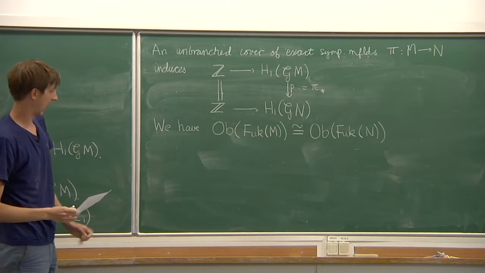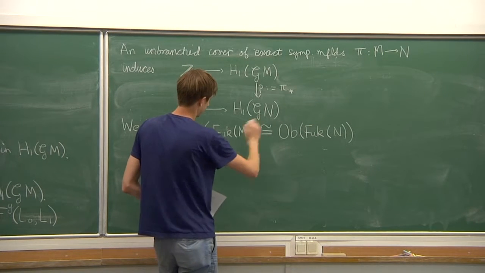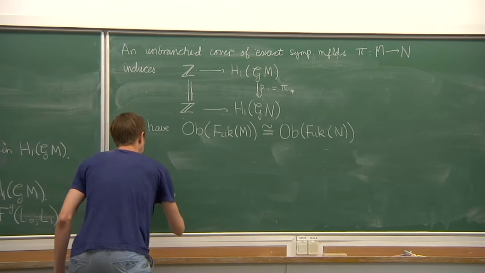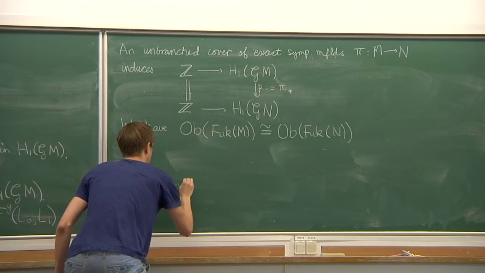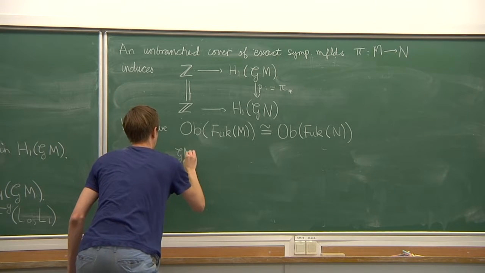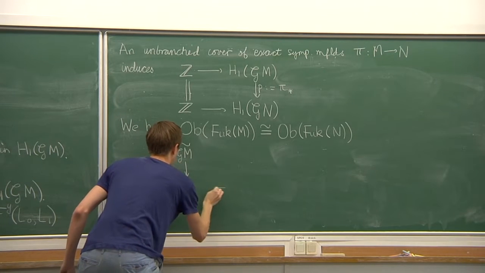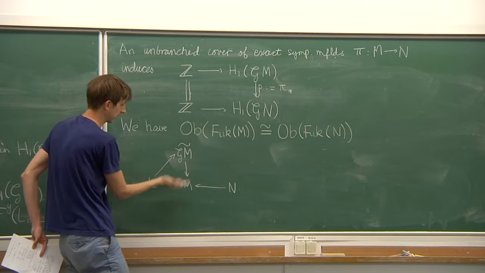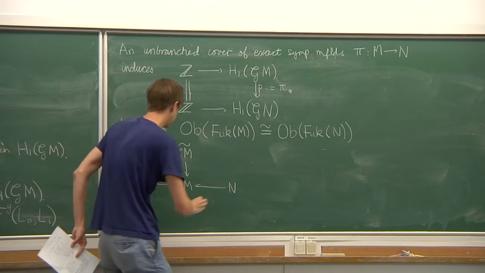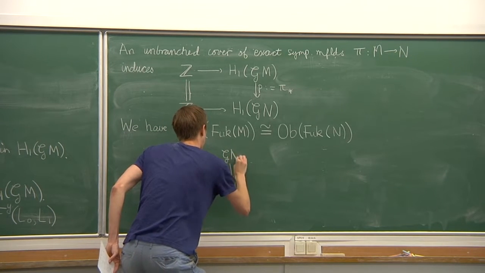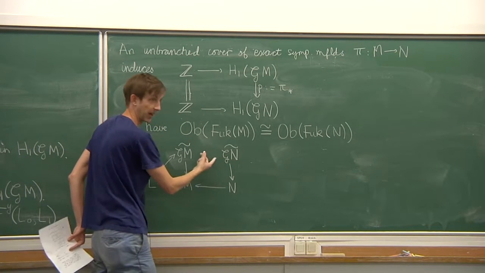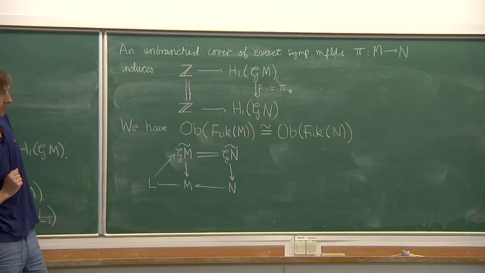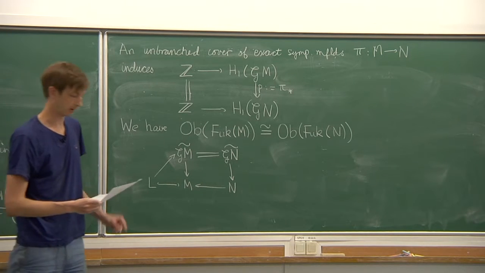So we have a bijection between the objects of the Fukaya category of M and the objects of the Fukaya category of N, because an object of the Fukaya category of M is a Lagrangian together with a lift to the universal abelian cover of the Lagrangian Grassmannian. N is just some cover of M, so they have the same universal cover and similarly the same universal abelian cover of the Lagrangian Grassmannian.